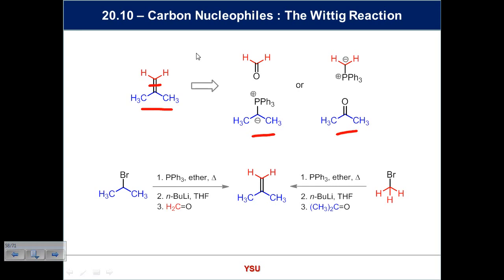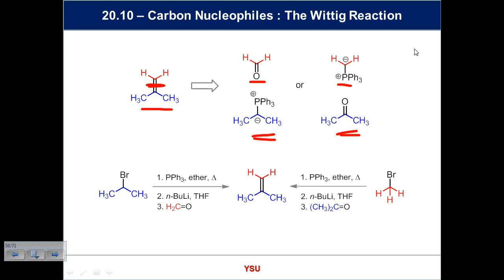But that's governed by Zaitsev's rule, which typically gives you the more substituted double bond every time. What if you don't want that? What if you want your double bond someplace else that isn't the most stable outcome? Well, you can use the Wittig reaction. And what we can see now is we can split this double bond in two different ways. We can split it so that the top becomes the aldehyde and the bottom becomes the nucleophile, or vice versa, where the top is the nucleophile and the bottom is the electrophile.